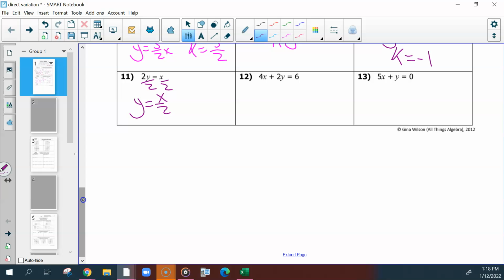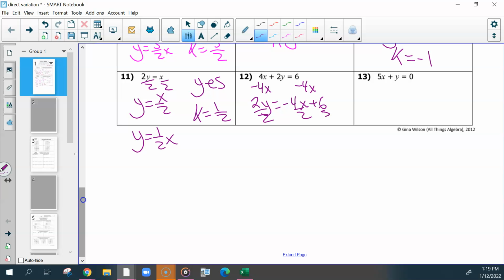It is. If this confuses you, rewrite it. And now you can definitely see this is a direct variation. For this one, you can kind of already tell that there's going to be a y-intercept because you have constants. But solve it just to make sure. Would this be a direct variation? No.